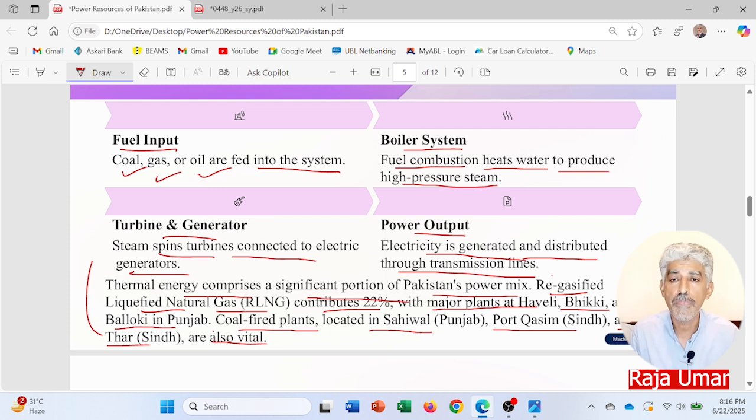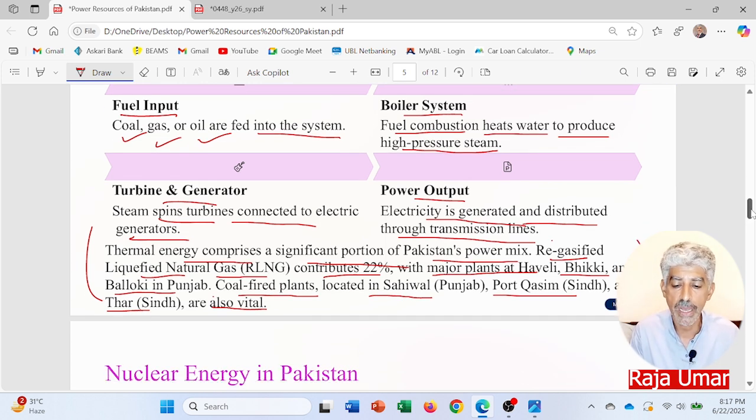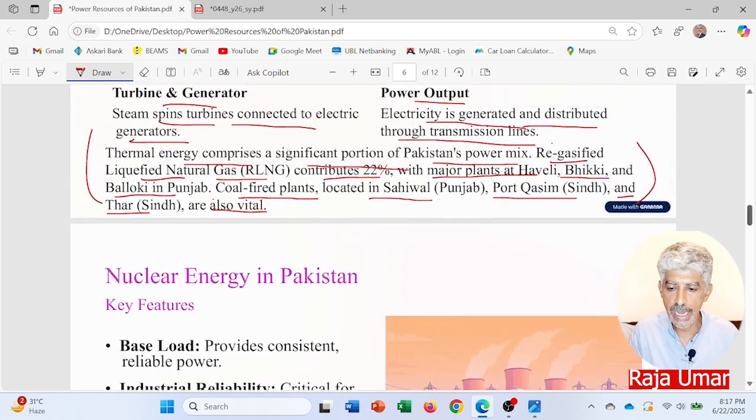A very important one is the Capco Kot Addu Power Company located in district Muzaffargarh, Punjab. In the same way, there are thermal power stations in the Port Bin Qasim and Sahiwal region, and then there are certain ones at Haveli Bahadur Shah, Bikki, and Balochi power plants in Punjab. So up to this point, you see the thermal power stations.